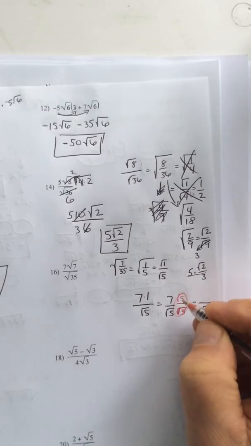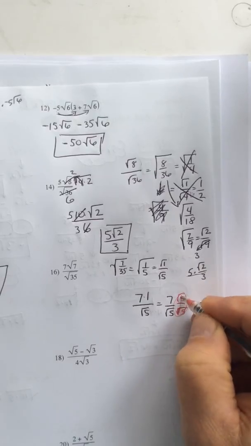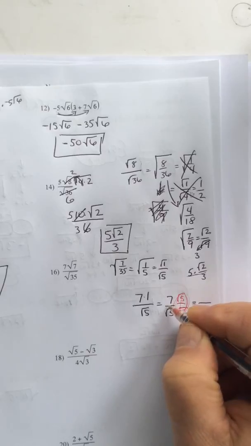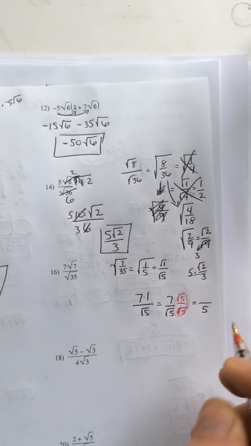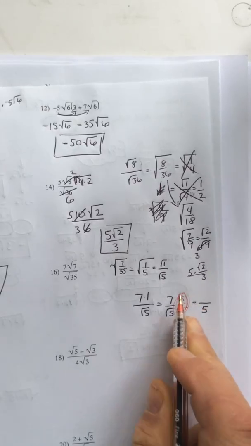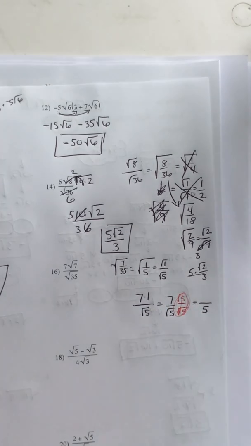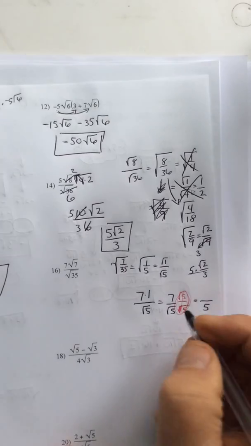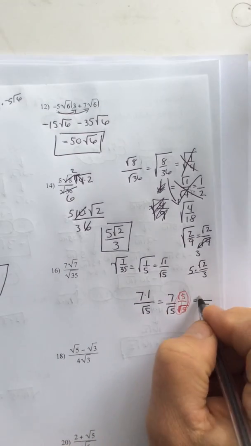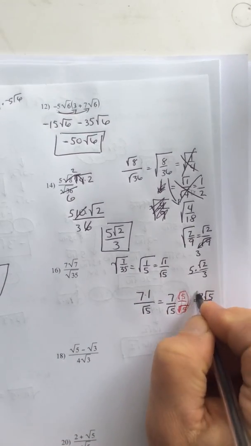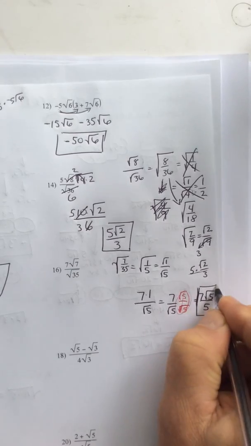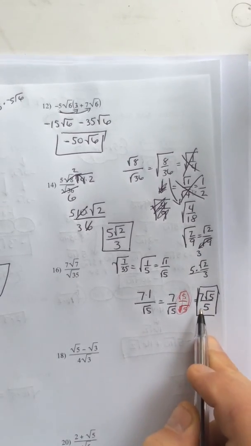Now look why that works. That's the square root of 5 divided by the square root of 5, which is just the number 1, and 1 times anything is the same value. So multiplying by the square root of 5 on the top and the bottom doesn't change the answer, it just changes the look. And that's what we want. We just want to change the look. So 7 times the square root of 5 is just 7 square roots of 5. That's considered the simplest form, to not have a square root in the bottom.